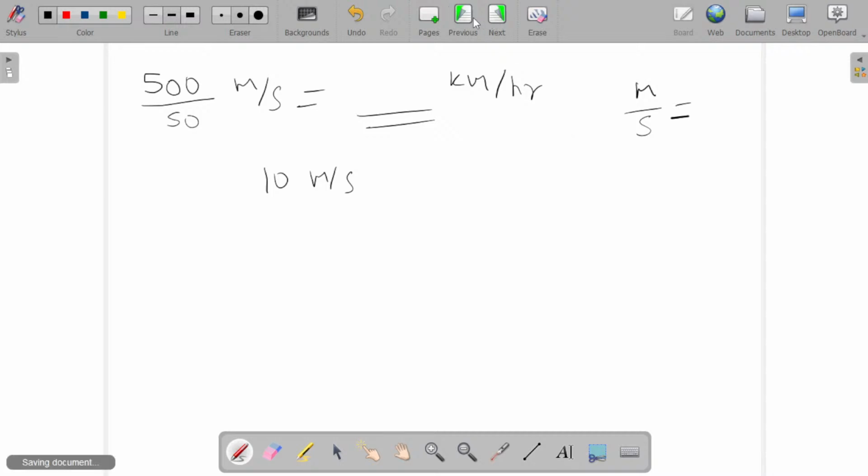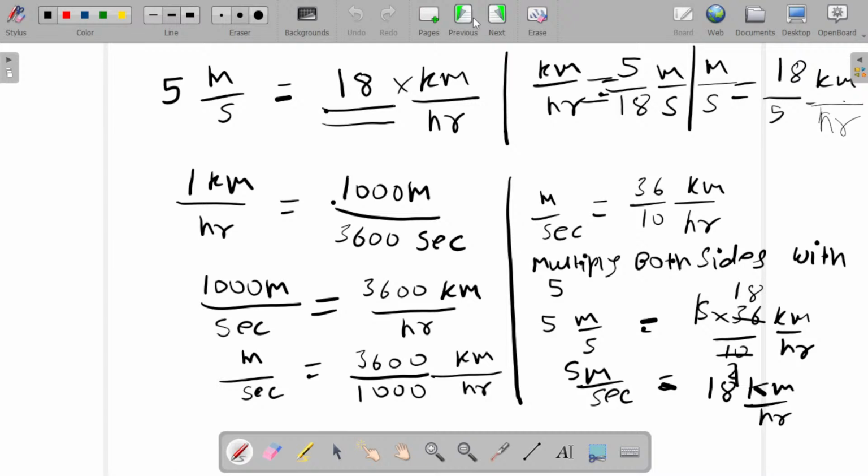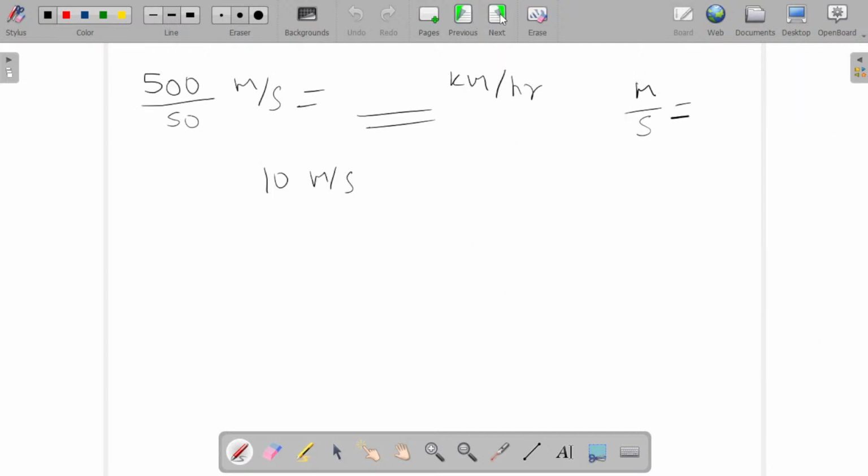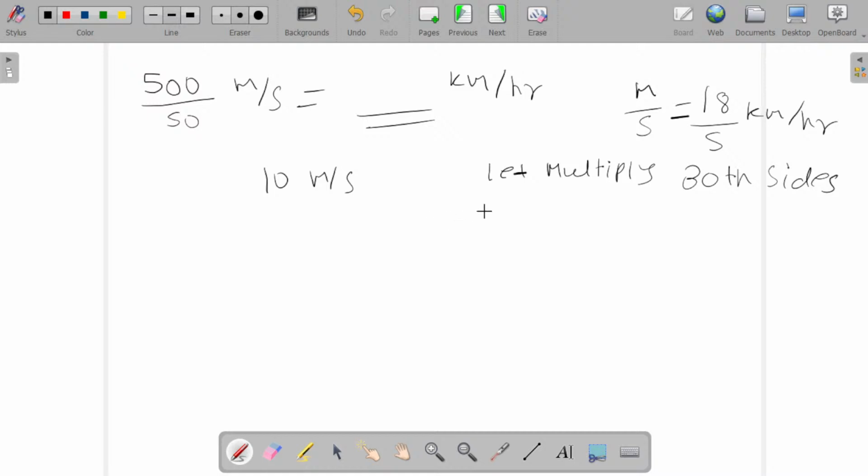Let me cross check it. Yeah, here it is given 1 meter per second equal to 18 by 5 kilometer per hour. So we write here 18 by 5 kilometer per hour. So here we have 10, so we just multiply. In this formula we multiply both sides with 10.